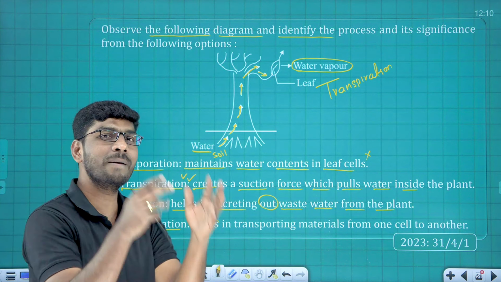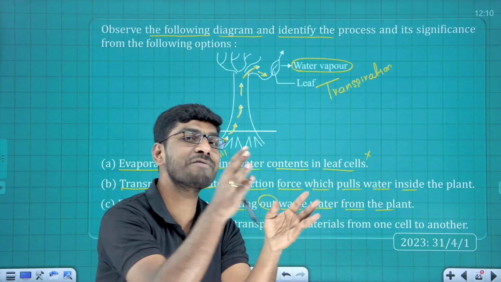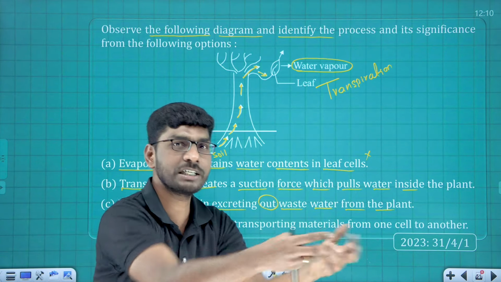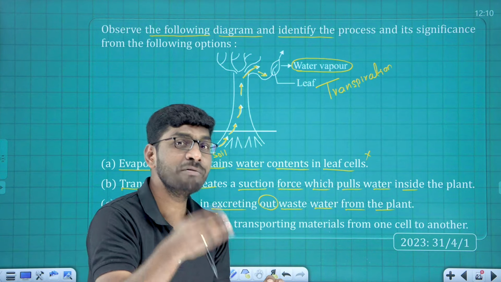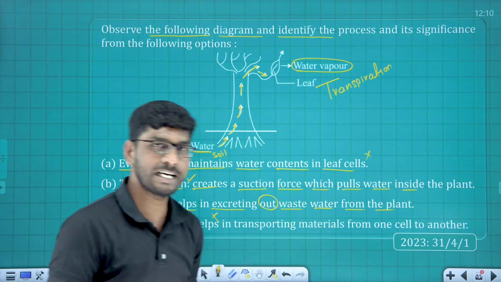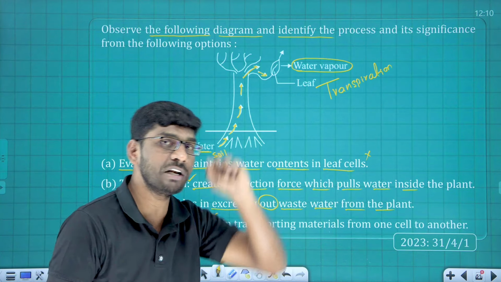What is translocation? Movement of organic matter from the leaf to all parts of the body, to the root, stem, various parts of the body. Transportation of glucose? Not glucose, in the form of sucrose. That is called translocation. Phloem is involved in that.